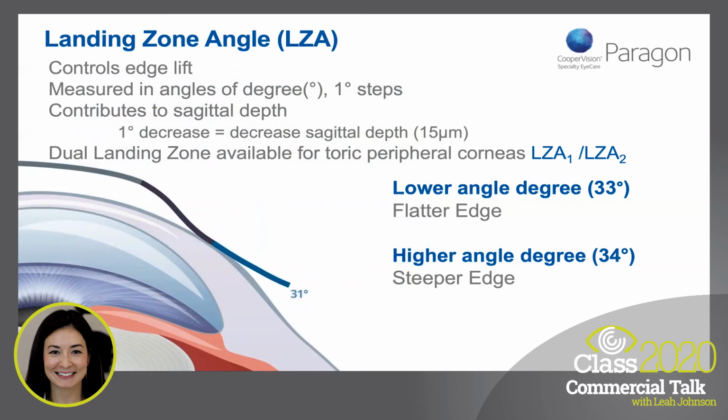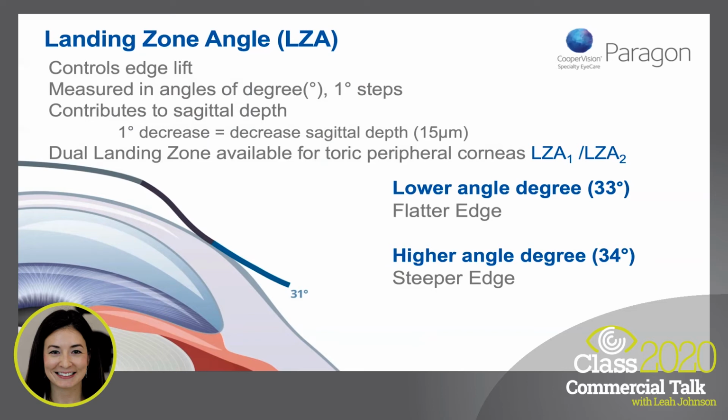A 1 degree increase in the angle or edge lift is going to increase the sagittal depth of the lens by 15 microns. Oppositely, a lower degree angle, such as in the diagram of 31, means that it is flatter and has more edge lift.